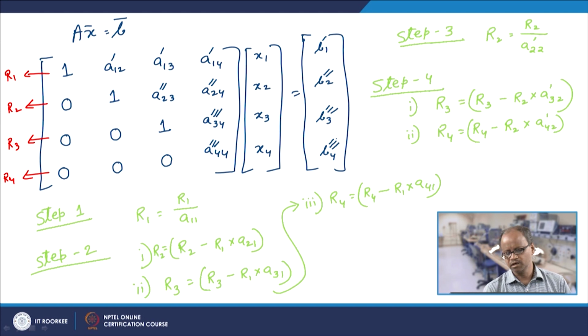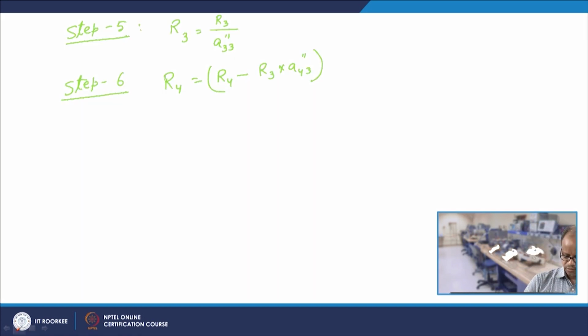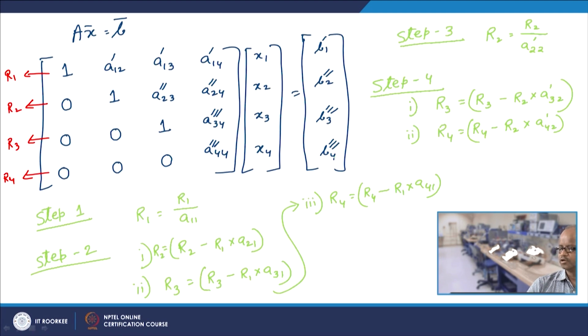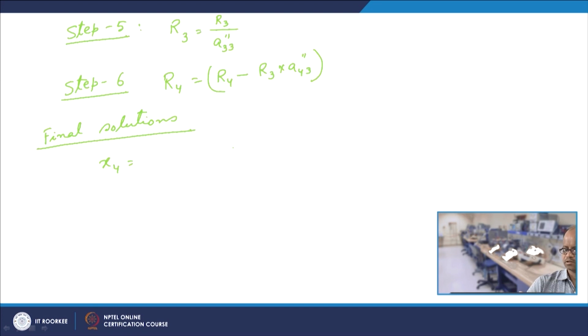Once we do that, the final solution would be as follows. We start with the bottom one. So x4 would be given by, from here, B4 triple dash by A44 triple dash.